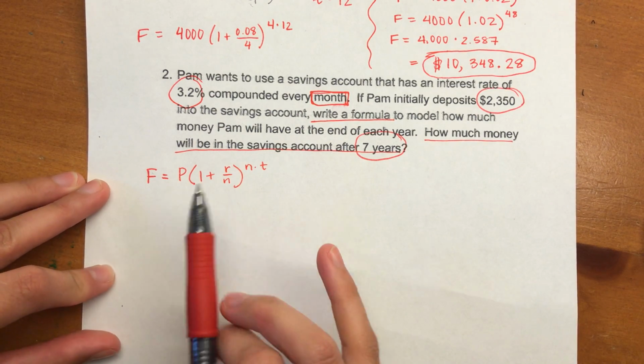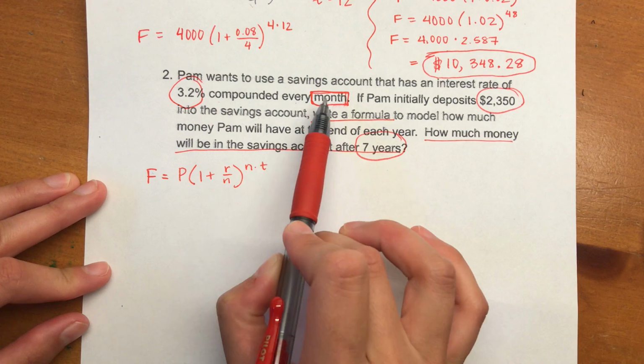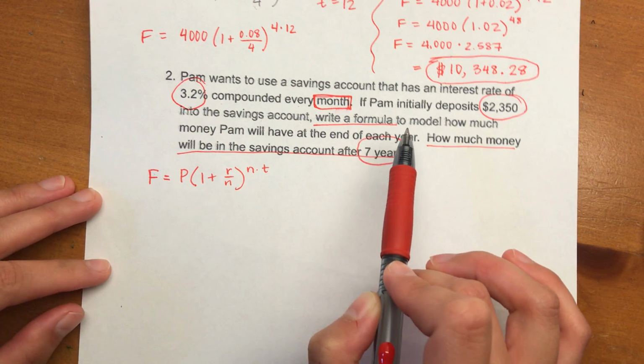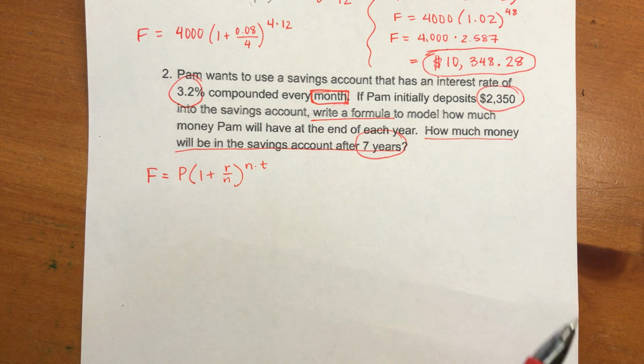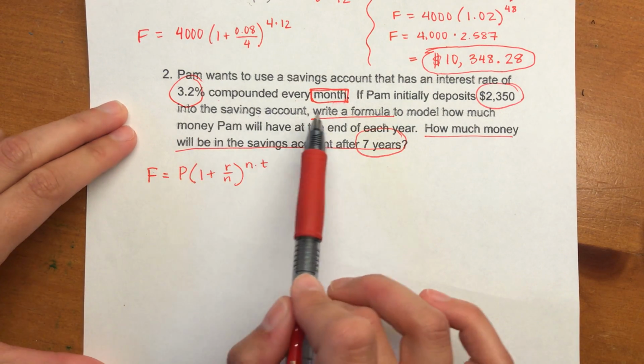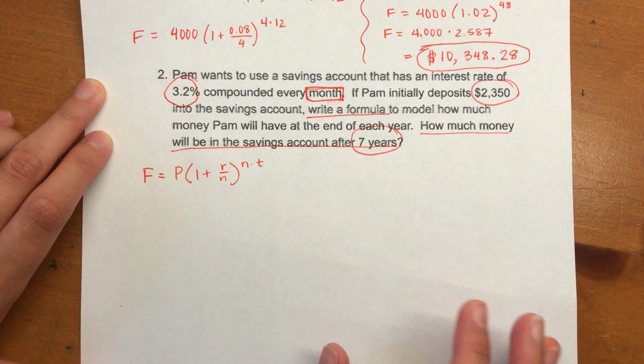Because we're using the compound interest formula, because we see this compounded every so often, but we want to write a formula for each year, okay? So it's a very subtle word, right? If we see compounded every so often, that's how we know we're using the compound interest formula.